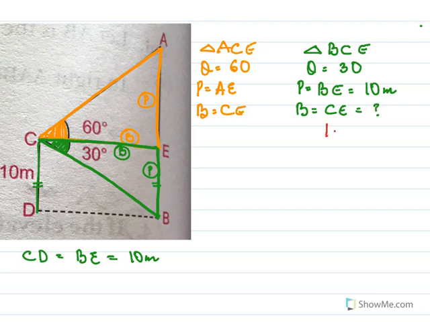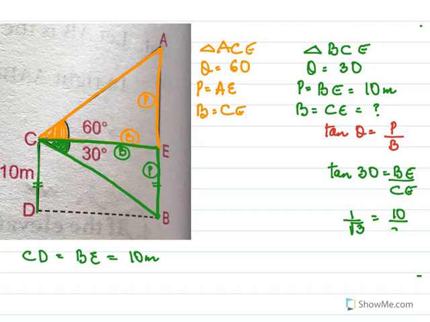So we start with tan theta, perpendicular over base. Here tan 30, perpendicular BE, base CE. So 1 by root 3 equals BE is 10, CE we don't know. So CE is 10 root 3. So we know CE is 10 root 3, and I'm going to write here 10 root 3 because I found out that CE is 10 root 3.